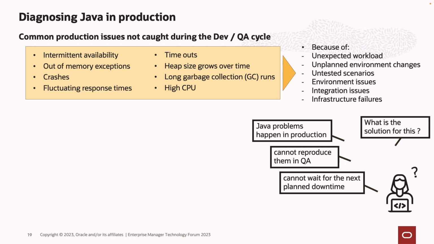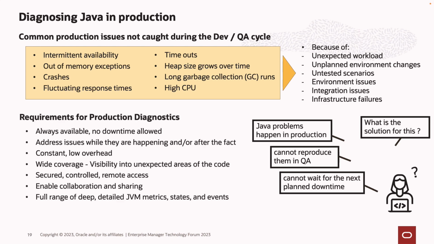There are some requirements in order to run diagnostics in production. First of all, the solution has to be always available. No downtime is allowed because this is a production environment. Therefore, instrumentation of the code or recompiling is usually not allowed. And overhead has to be constant, low, and stable. Wide range coverage, secured access, and a full range of detailed JVM metrics are also required. And these are the features that JVM Diagnostics provides. So JVMD has a solution.